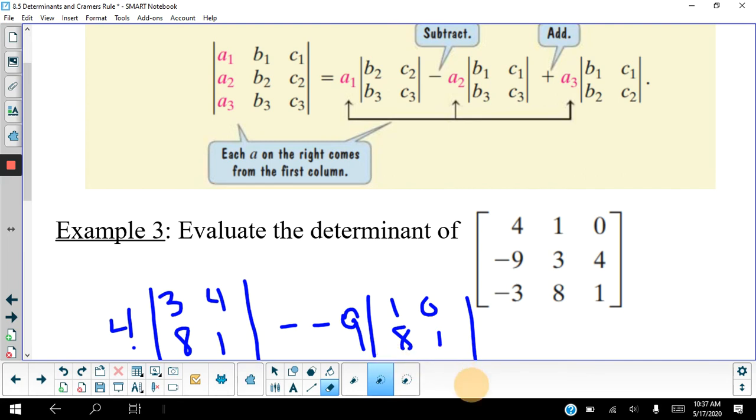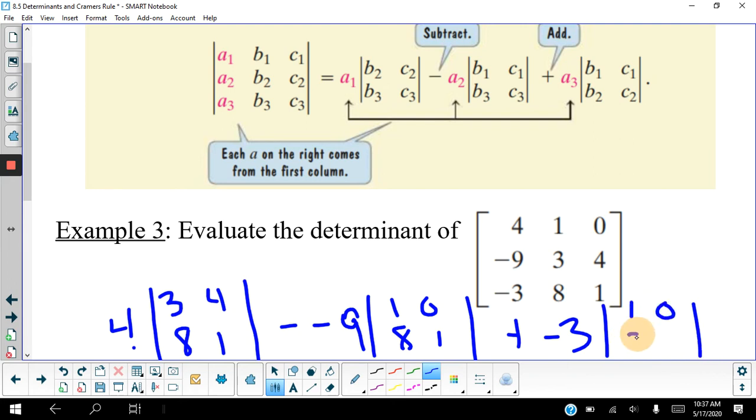There we go. All right, and then lastly, we're going to add A3, which is negative 3, times the determinant of whatever is on the top, 1, 0, 3, 4. We're not using that bottom row.